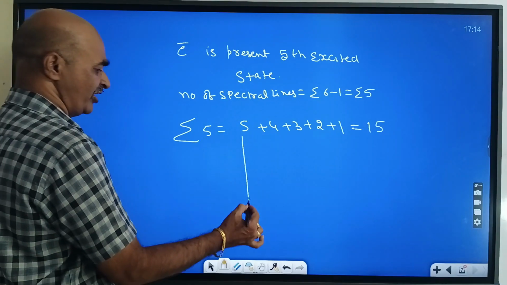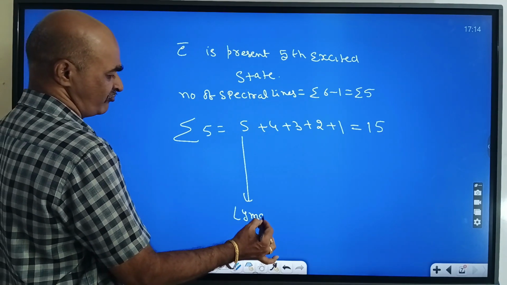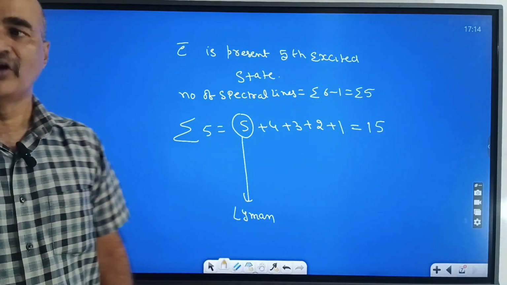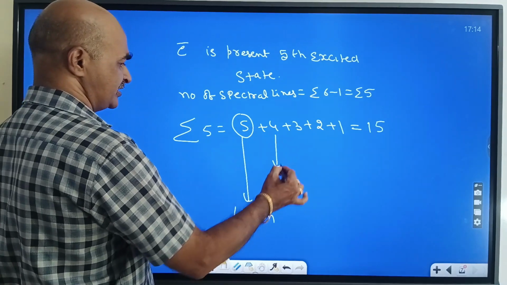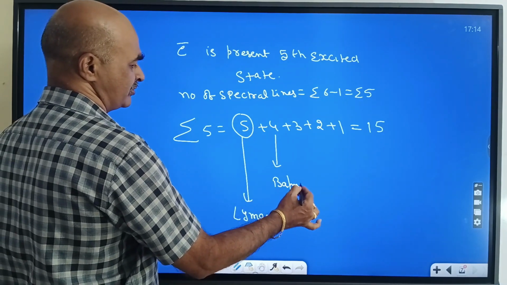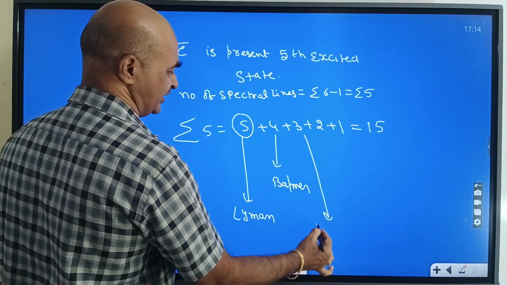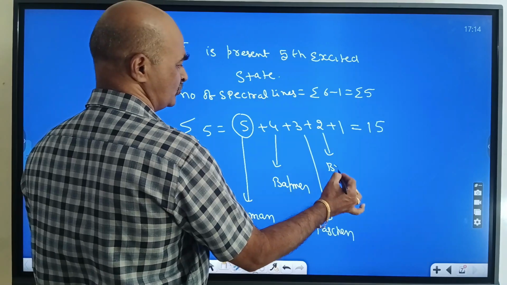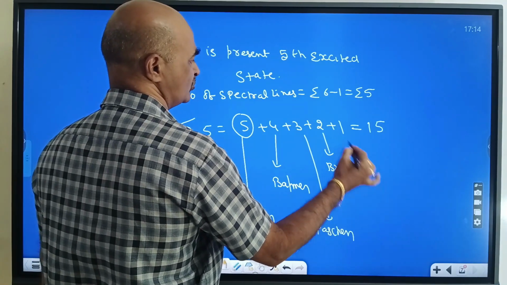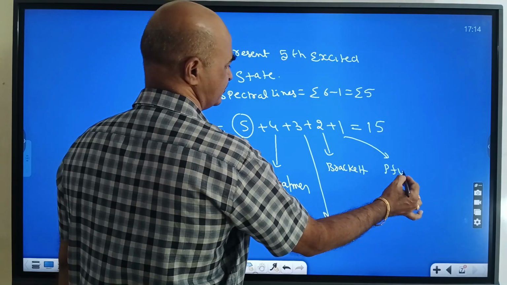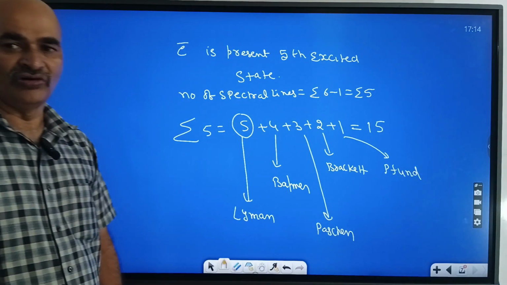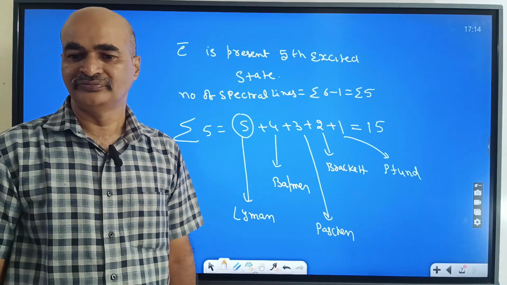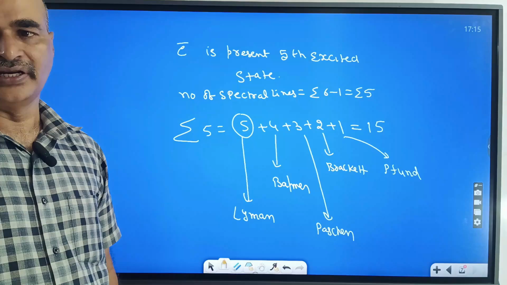In the Lyman series, 5 spectral lines are formed. In the Balmer series, 4. In the Paschen series, 3. In the Brackett series, 2. In the Pfund series, 1. Okay, next.